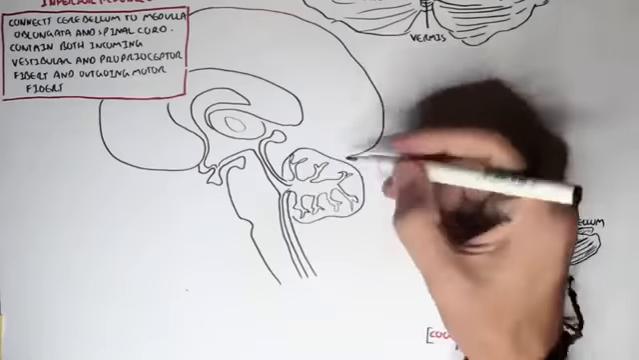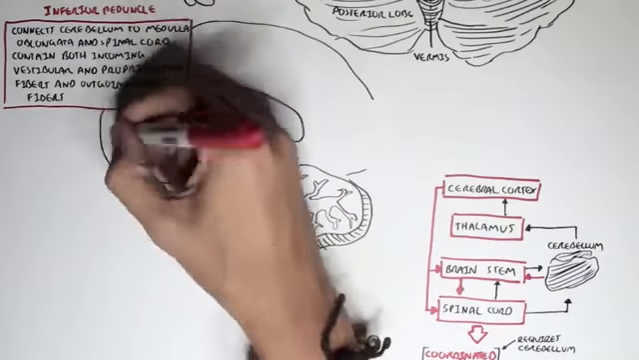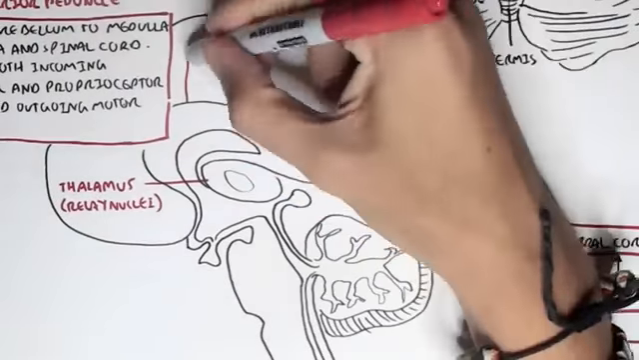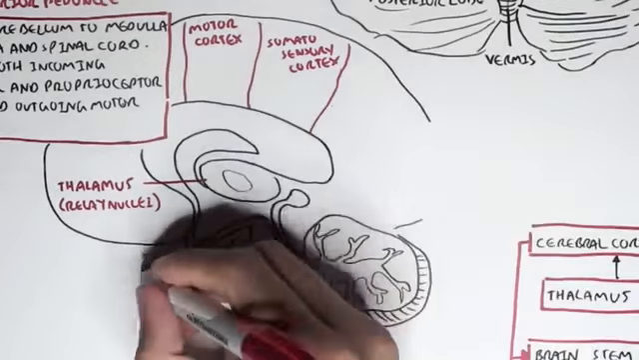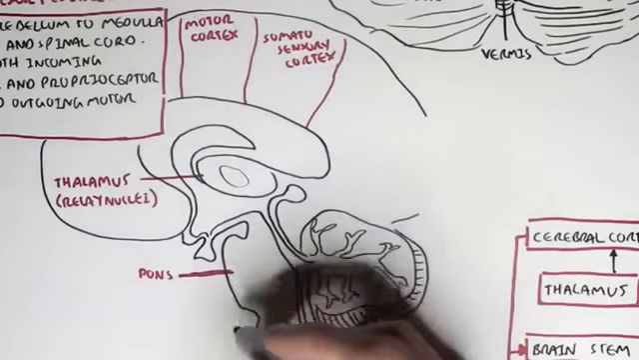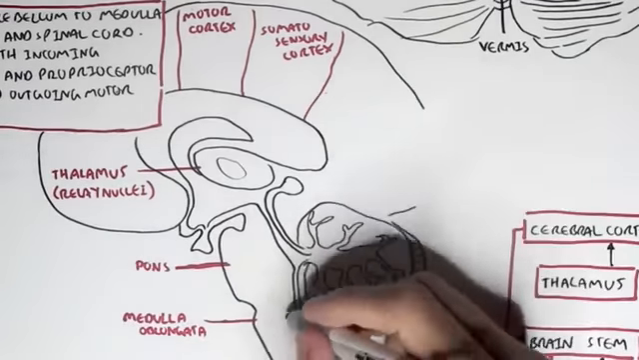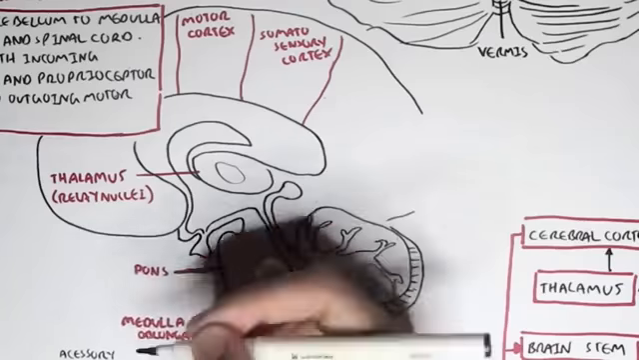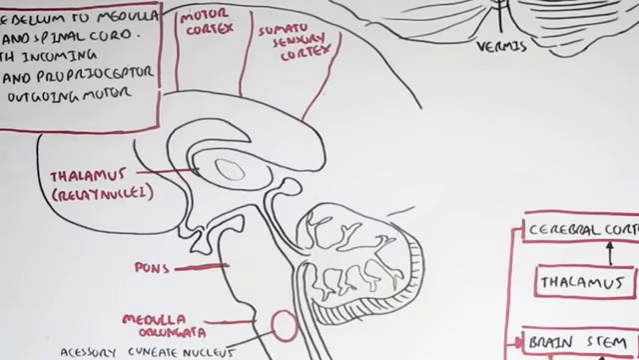So here we have a sagittal view of the brain again. So here we have the thalamus, and it's a relay, and it contains relay nuclei from the motor cortex to the brainstem. We have the motor cortex here in this part of the cerebral cortex, and we have the somatosensory cortex. The pons situated here, and the medulla oblongata. Another important nucleus to know within the medulla oblongata is the accessory cuneate nucleus, and we'll soon see its role.